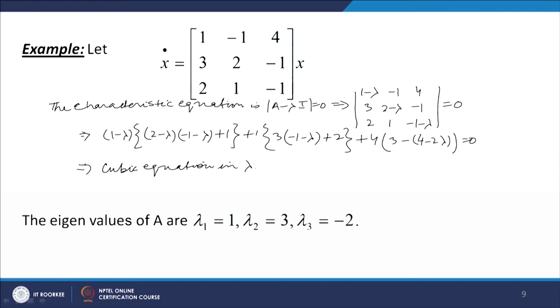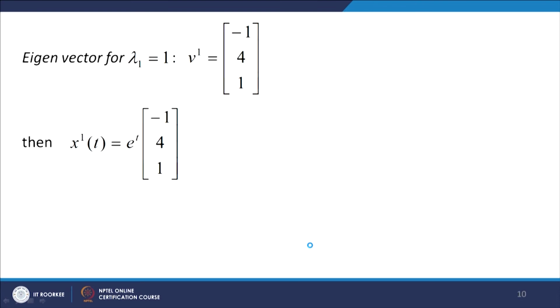We can easily solve the cubic equation in lambda. It will turn out that the roots are 1, 3, minus 2. Okay. So, the eigenvalues of A are lambda 1 equal to 1, lambda 2 equal to 3, and lambda 3 equal to minus 2. Now, corresponding to the eigenvalue lambda 1 equal to 1, let us find the eigenvector of the matrix A.